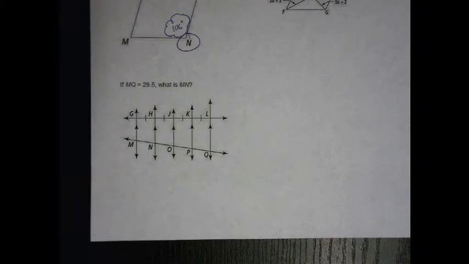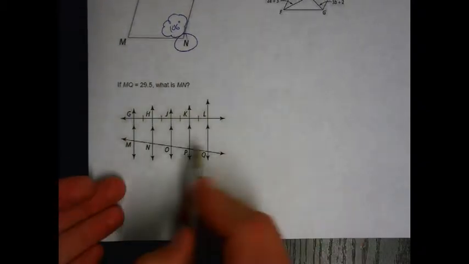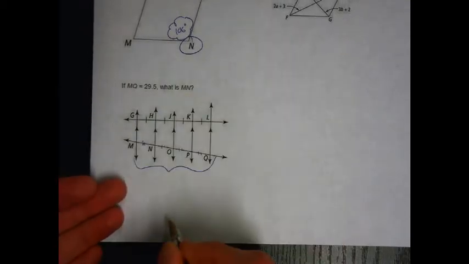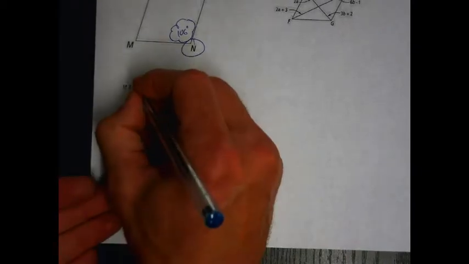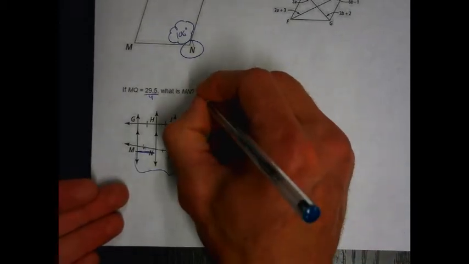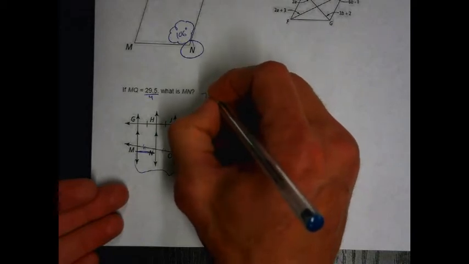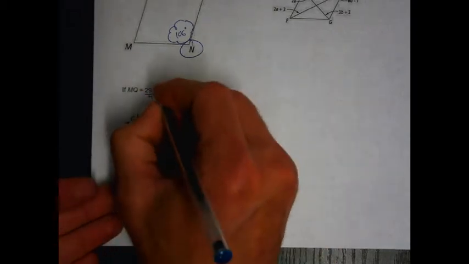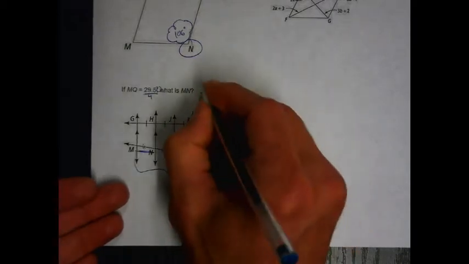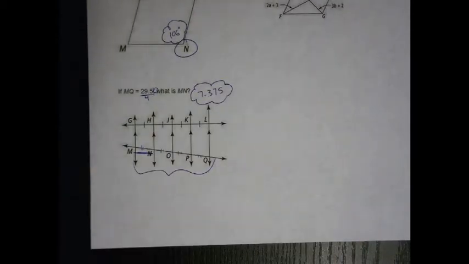How about the one we just worked on? MQ is 29.5. So all the way from here is 29.5, and we know this to be the case. And what is MN right here? So we have 1, 2, 3, 4 pieces. So all I have to do is divide 29.5 by 4, which would be 7 point, let's see, 7.3. I'm doing this in my head. Hang on. 7.375. Okay, so there. We're just dividing that whole big piece by 4. 7.375. That is the distance across. Hope you got it. Last one.